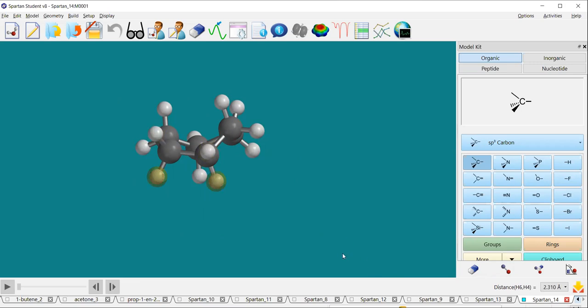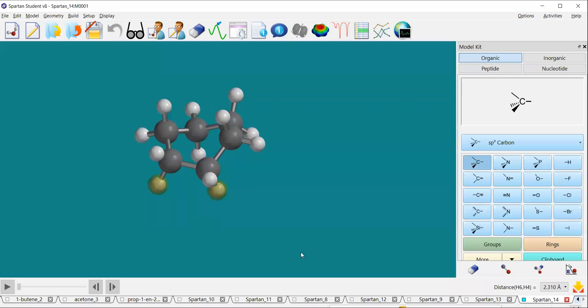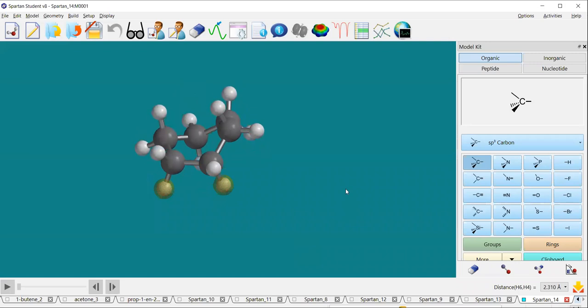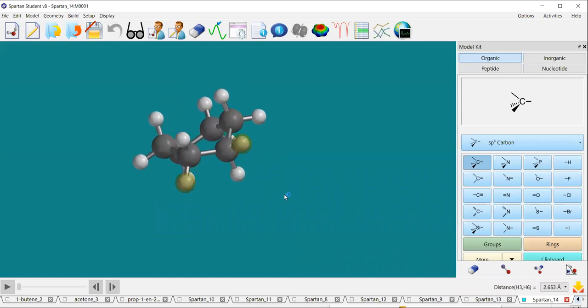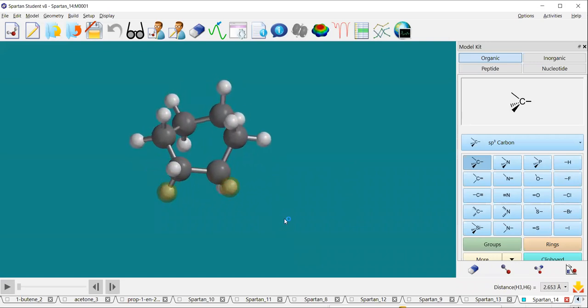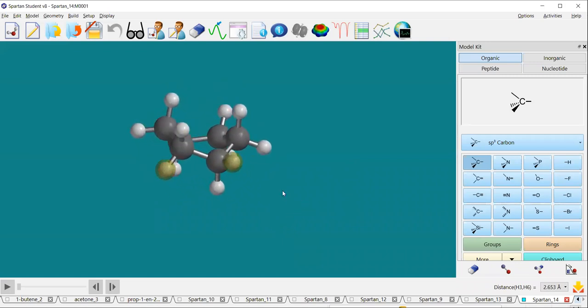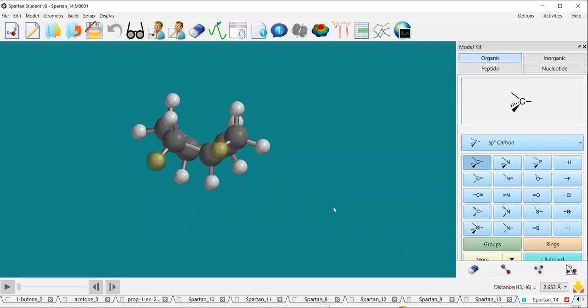These two, the same, 2.310 angstroms. And let's do this. These are 2.653 axial and equatorial, pretty far apart. Okay, so I think I'm done. Now, yeah, you will make a conclusion in your report.